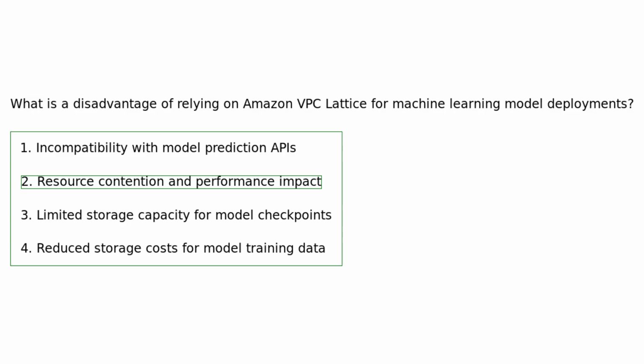A disadvantage of relying on Amazon VPC Lattice for machine learning model deployments is the potential for resource contention and performance impact, which may affect the real-time prediction capabilities and training performance of the machine learning models.